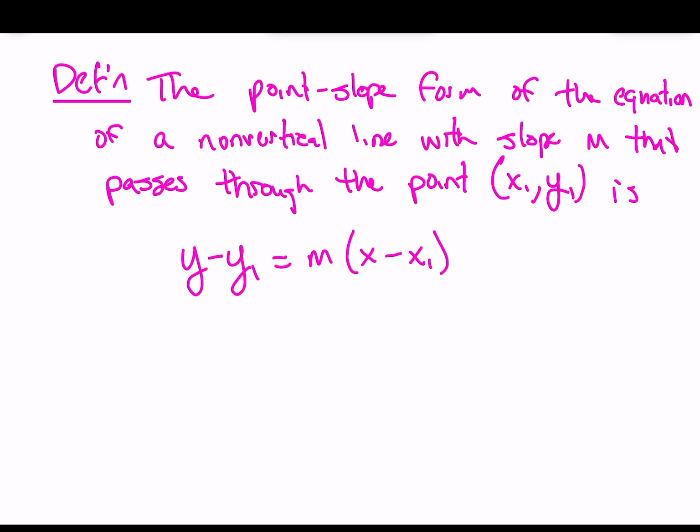So basically what this tells us is that we can find the equation of a line given just a single point on that line and its slope. So we can plug in the x value and the y value of a point and the slope, and we can find the equation of any line. Let's try an example.